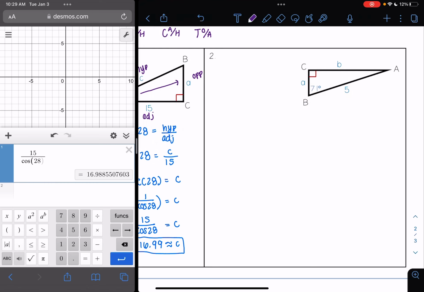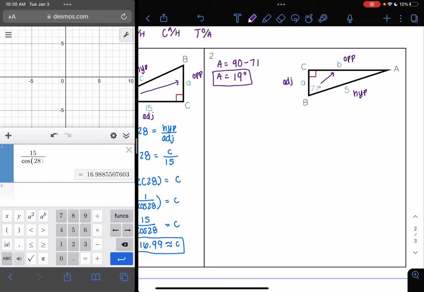So here I have a triangle ABC. I'm given angle B, so I'm missing the angle measurement for angle A. So I have A is going to equal 90 minus B, so 90 minus 71. And so I get that A is going to equal 19 degrees. And then I'm going to go ahead and label my different sides. So I know the side opposite of my right angle is my hypotenuse. And the side opposite of my given angle 71 is my opposite side. So that leaves A being my adjacent.